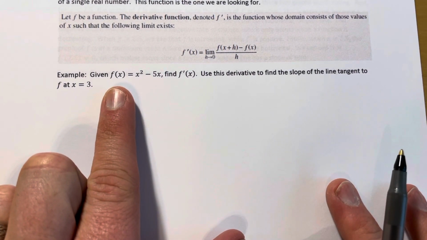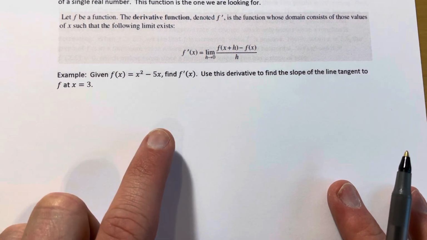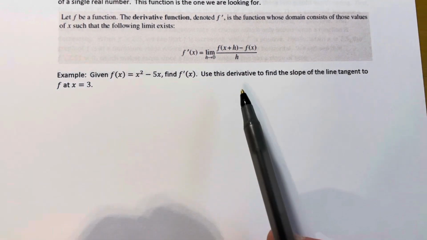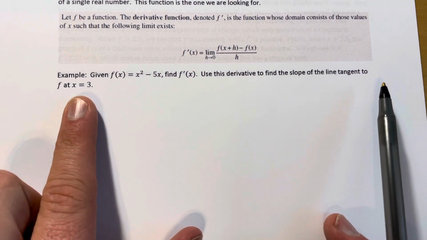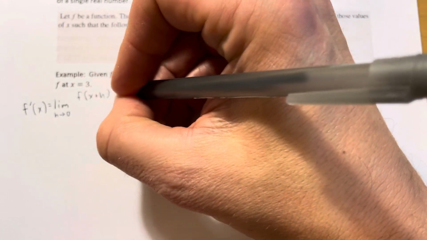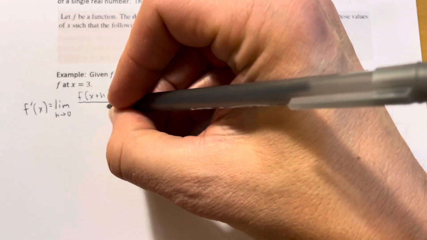We have a function here, f of x equals x squared minus 5x. And what we want to do is find f prime of x, the derivative of f. And then once we've done that, we're going to use it for something. We want to use that derivative to find the slope of the tangent line to f at x equals 3. So to start, I have to set up that limit. F prime of x is equal to the limit as h approaches 0 of f of x plus h minus f of x all over h.